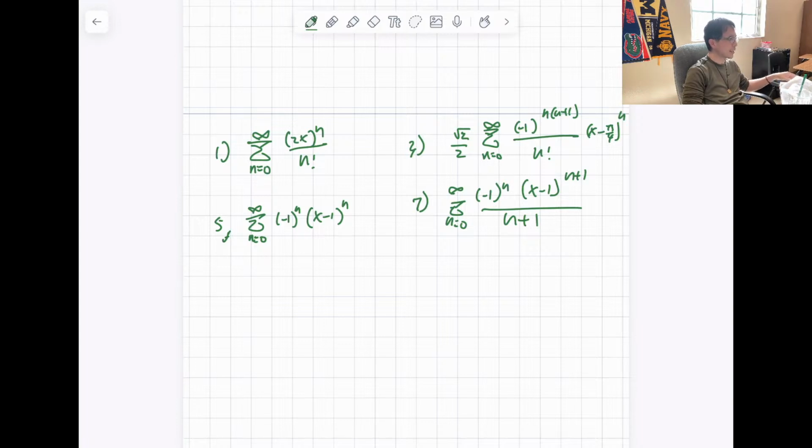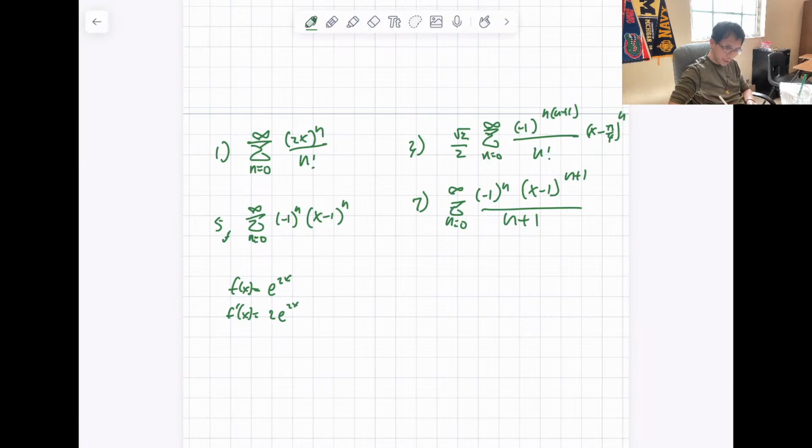Number 1's fairly easy. I'm going to talk about a second way to do it. So number 1's f of x is equal to e to the 2x. Go ahead and take the fourth derivative. You're going to get 2 to the fourth e to the 2x. This is the first way to do it. I'm going to show you a second way to do it, because that's what we're going to do today.